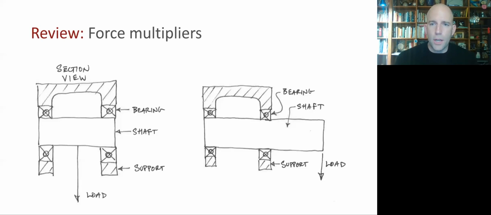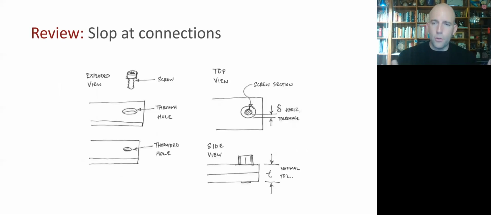All right, so that's a lot about loading. We also talked about errors or tolerances or slop or inappropriate placement of a key element in your design. So one way this can happen is just through clearance or manufacturing errors. So here's a classic example. We've got a screw that will go through a through hole and a threaded hole.